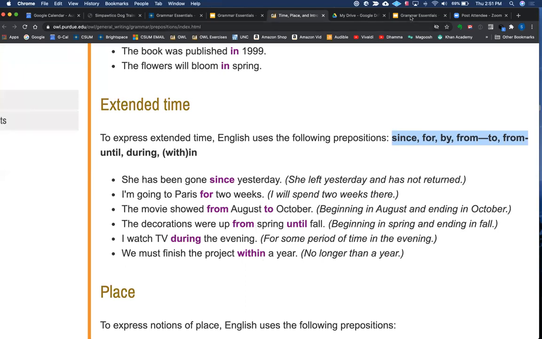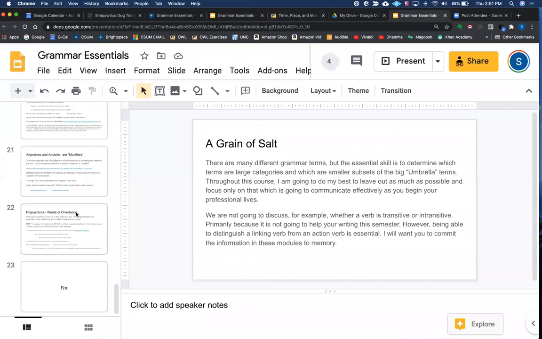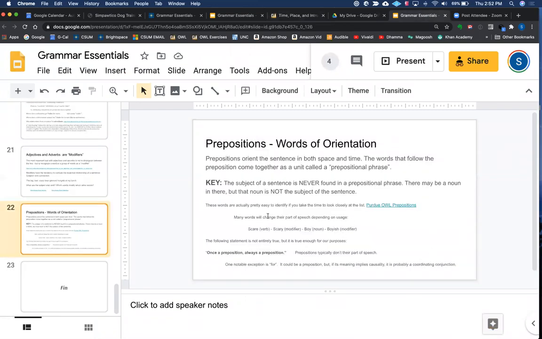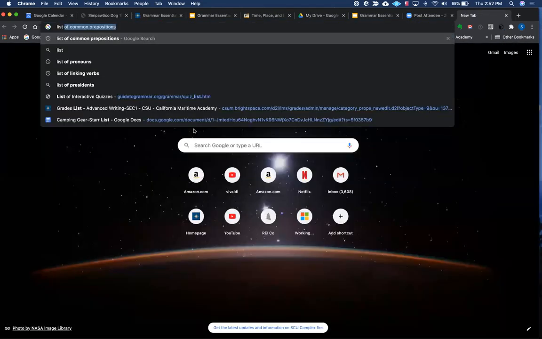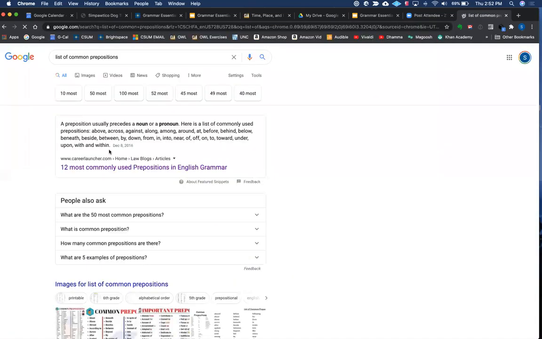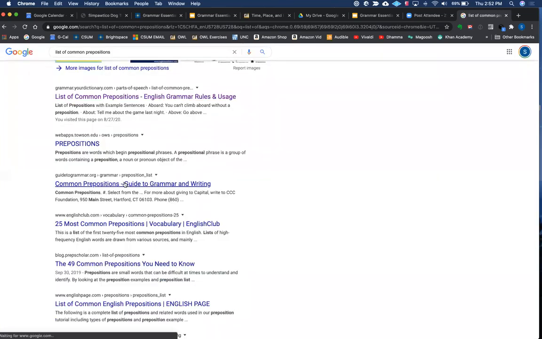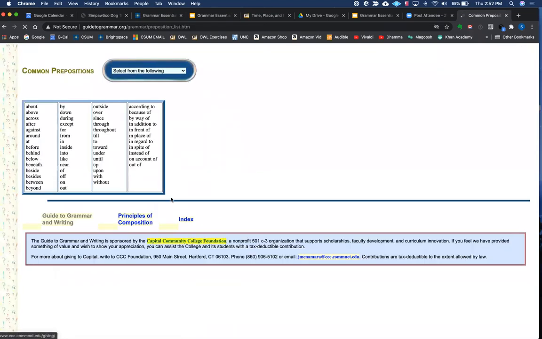If you just look at the list of them, this is probably just the best. Let's see, I'll do prepositions. What about that? Let's do that right now. List of common prepositions. Guide to Grammar, English Club. Let's try this one. Yeah, that'll work.